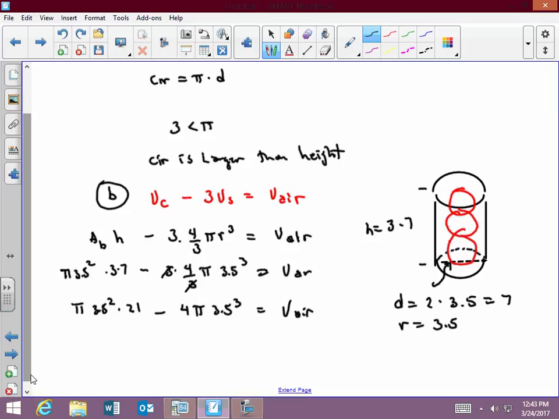The percentage air has got to be the volume of the air divided by the volume of the can times 100. So that number that we calculated, volume of air, we'll divide that by pi times 3.5 squared times 21.